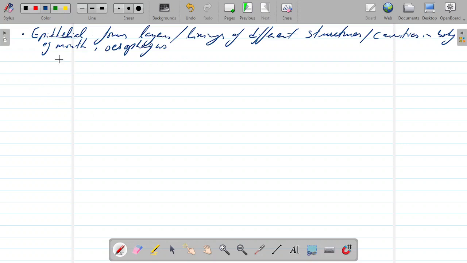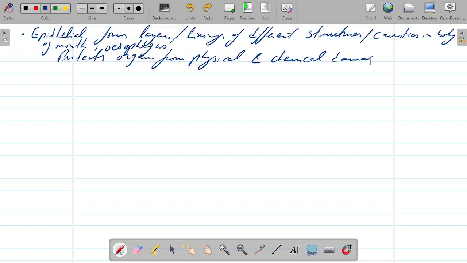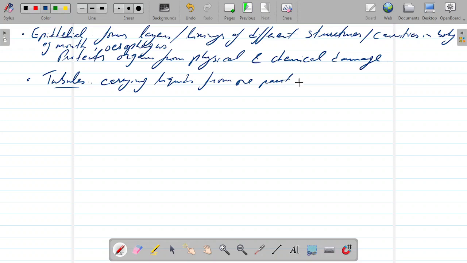Then you have, let me write that down. And they mention cells forming tubules to carry liquids from one part of an organ to another. For example, the kidney tubules.